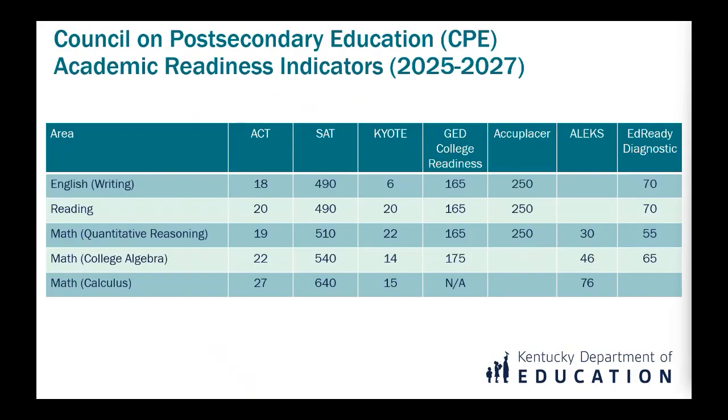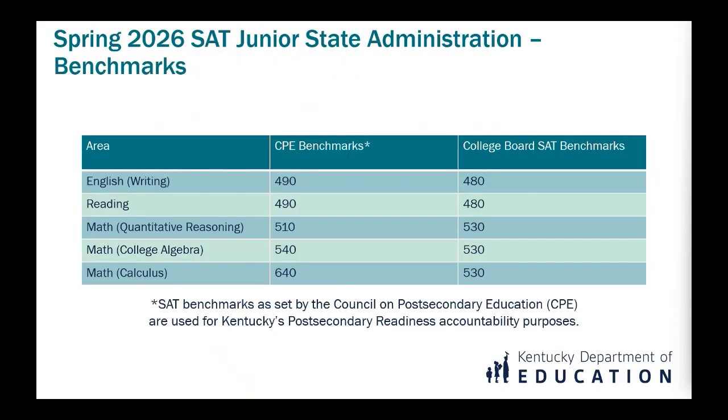This chart displays the current benchmark scores set by the Council on Post-Secondary Education used to determine post-secondary readiness in Kentucky's accountability system. When students receive their score reports for the SAT, it will have SAT benchmarks set by College Board identified on it. However, for accountability purposes, KDE uses the SAT benchmarks set by the Council on Post-Secondary Education.